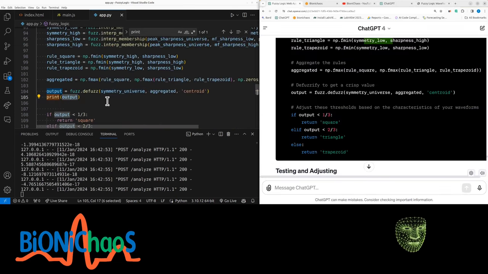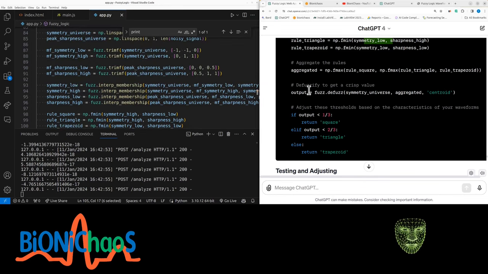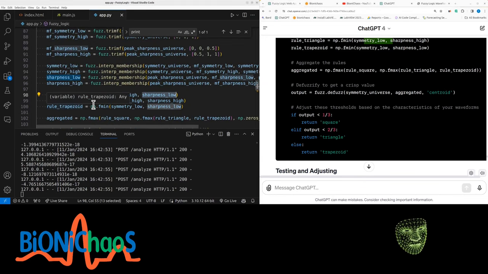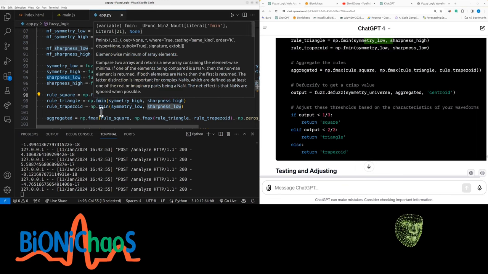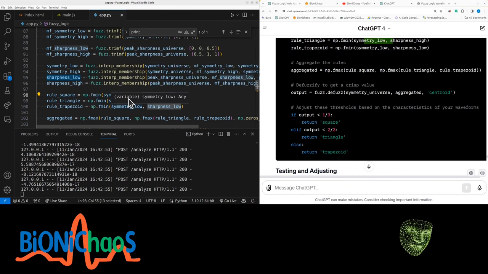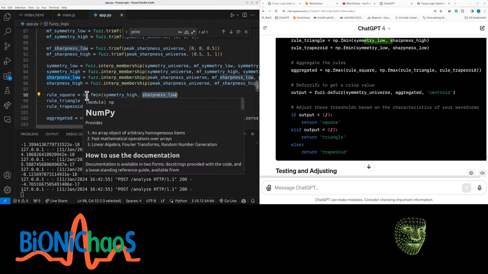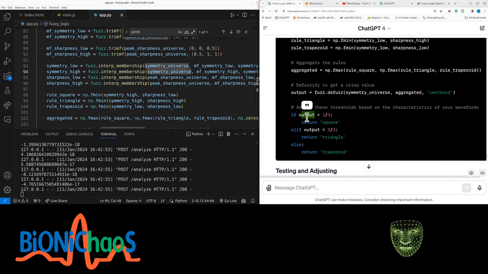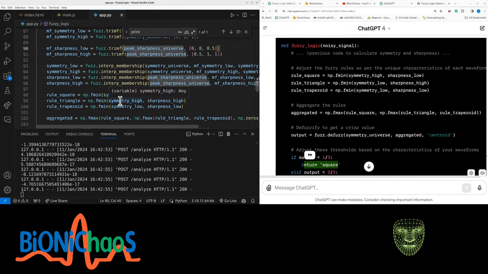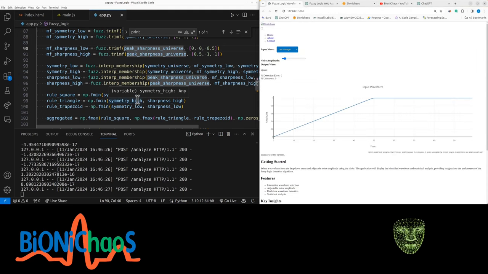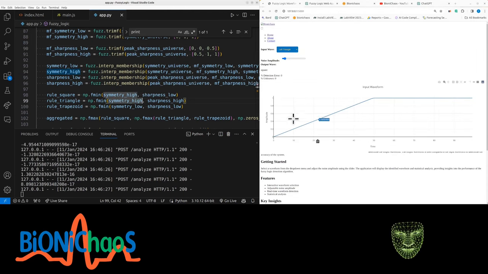We're essentially looking at two things, symmetry and sharpness, and for each rule we should have those defined. They don't have to be just high and low, they can be medium, high, low. So the main problem is the output is way too low, it's always below 1/3, so it's always returning square. The symmetry of a triangle should be low. Symmetry is essentially comparing the first half of the signal to the second one.